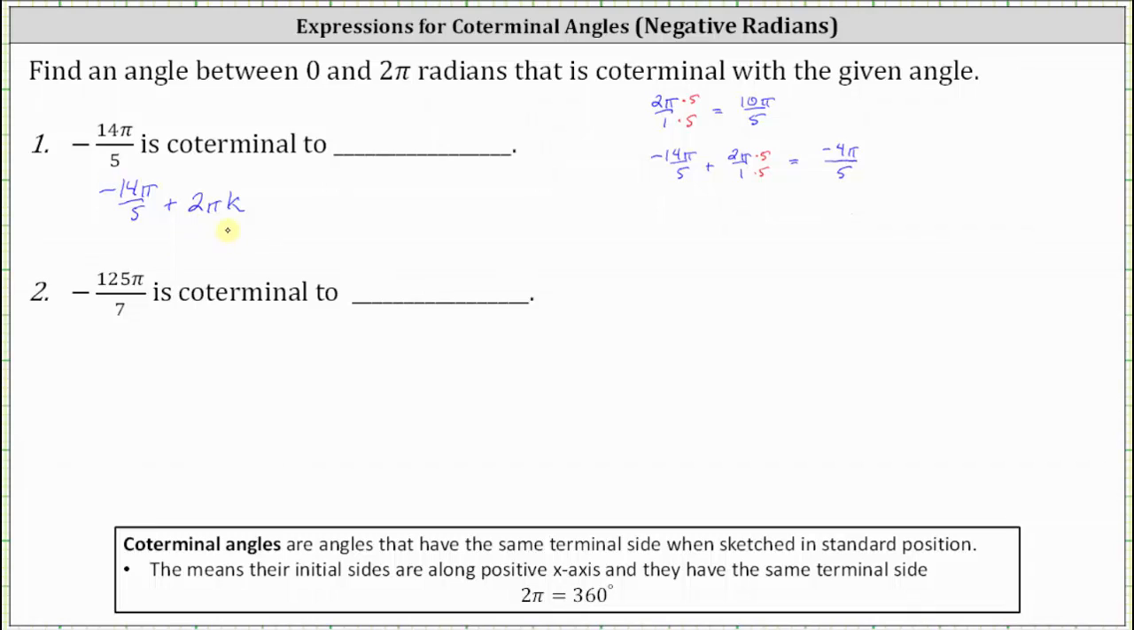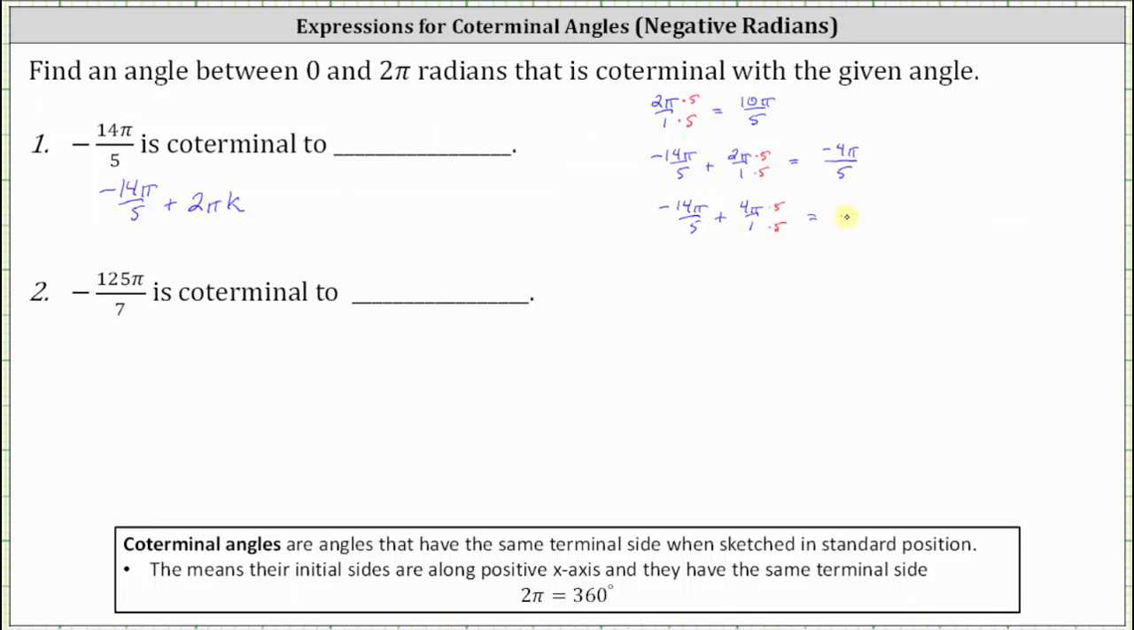And therefore, let's try k equals 2. When k is equal to 2, we have negative 14 pi divided by 5 plus 2 pi times 2, which would be 4 pi, or 4 pi over 1. And again, the common denominator is going to be equal to 5.